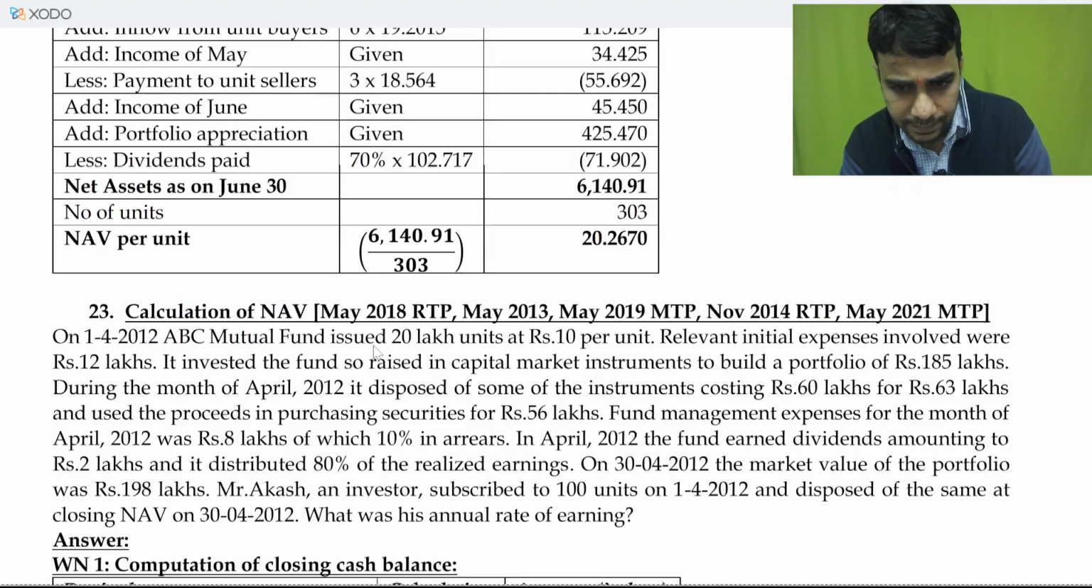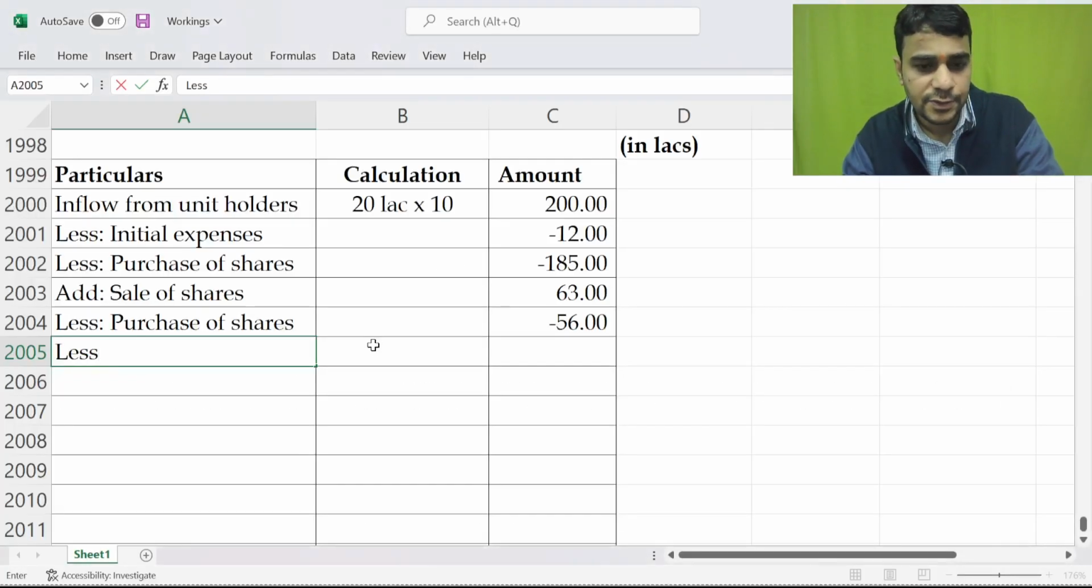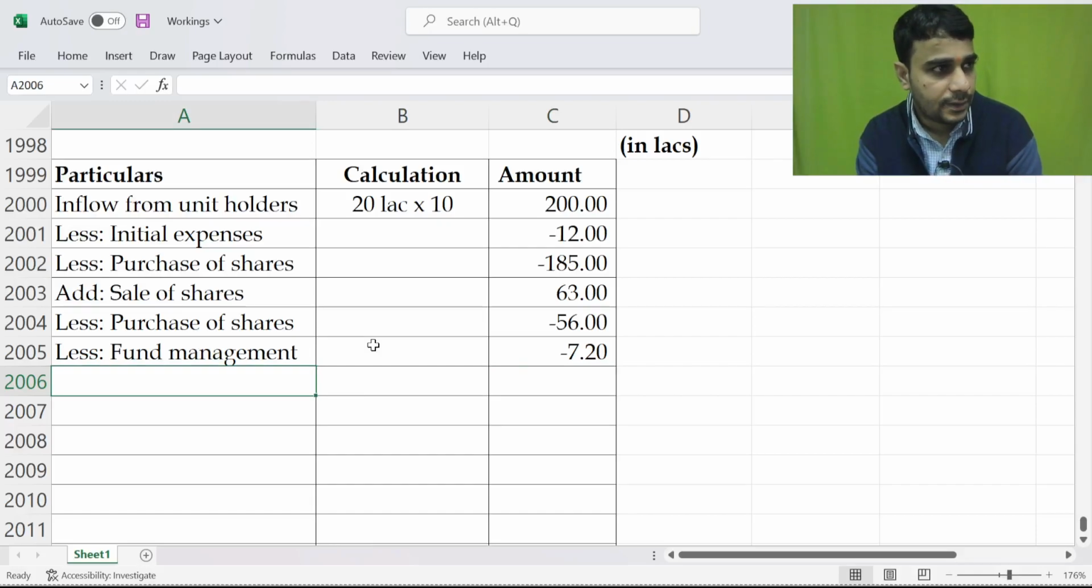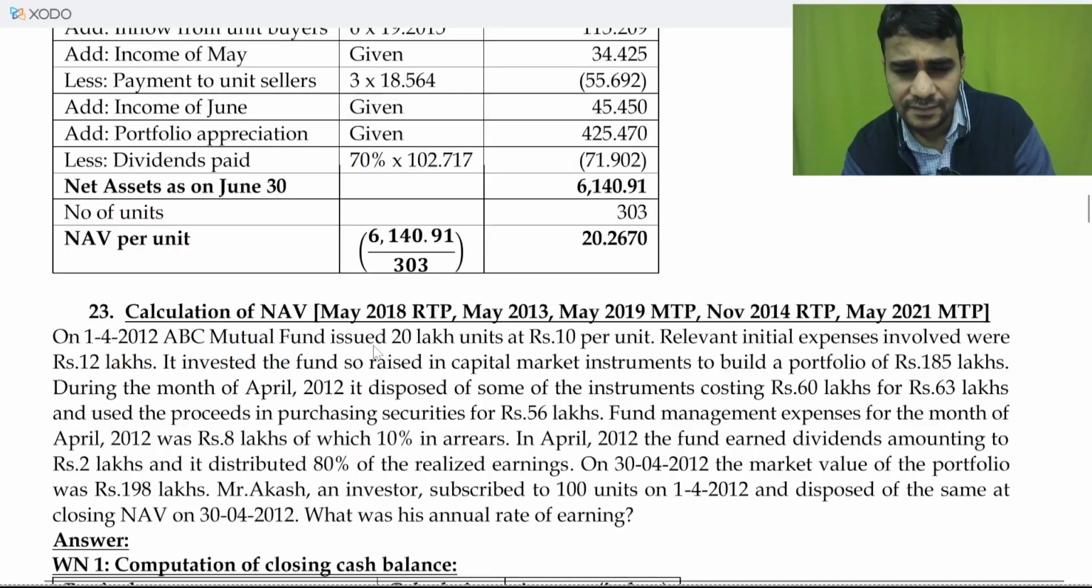What's the next transaction that happens? Less fund management expense. Whatever has been paid, tell me. Unpaid will go as liability. 7.2. 80,000 will go in the liabilities and assets part. Fund management is 7.2. What else is there?